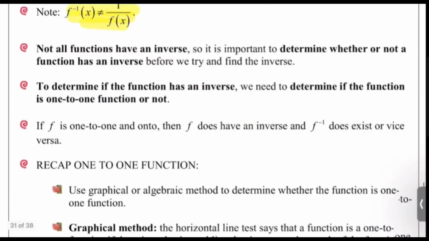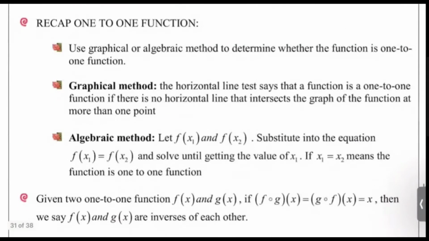Okay. So kita recap sedikit macam mana kita nak cari one-to-one function. Either kita guna graphical ataupun algebraic method. So kalau graphical, kita kena lukis graph kita. Lepas tu kita kena guna horizontal line test. Okay. Di mana kalaulah horizontal line tersebut intercept graph pada satu point, maka dia adalah one-to-one. Kalau dia intercept lebih daripada satu point, maka dia bukan one-to-one. Okay, that is graphical method.